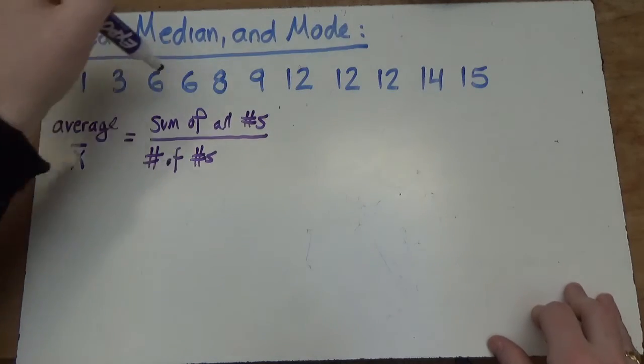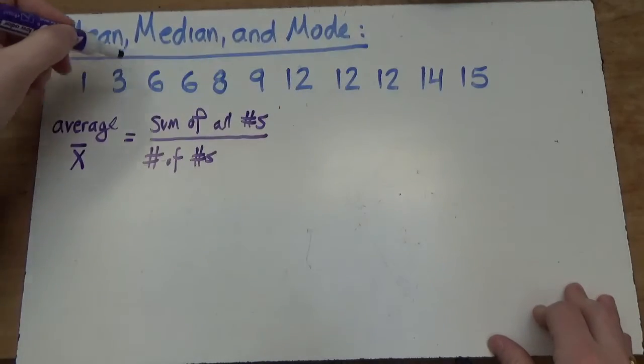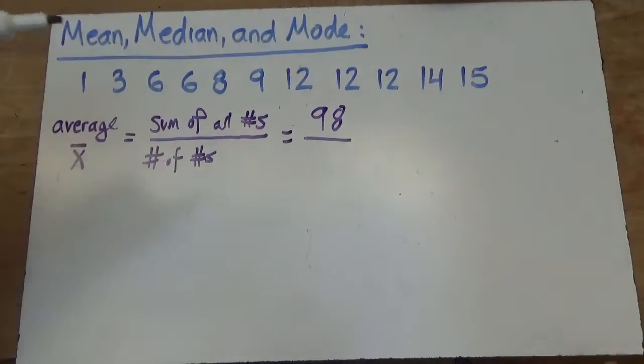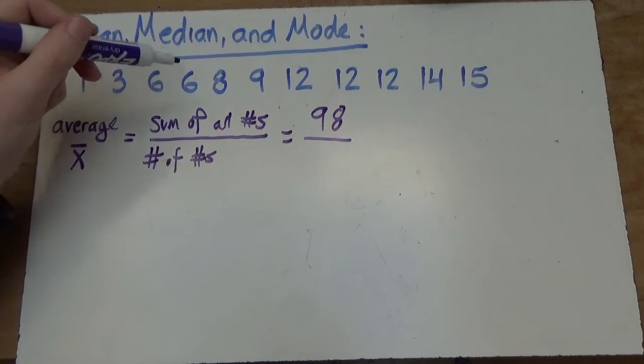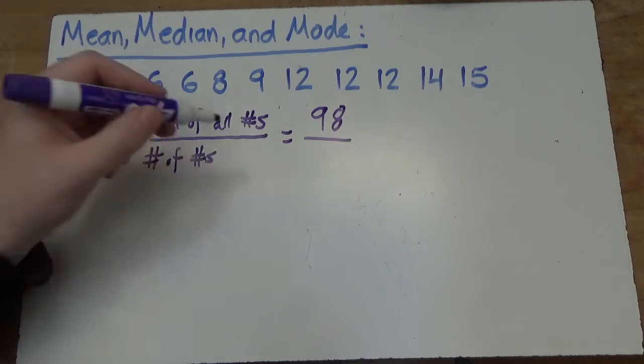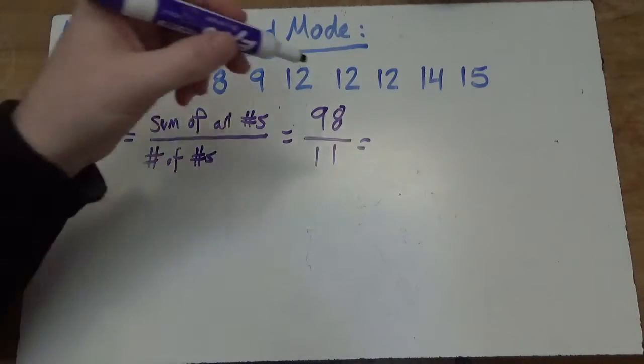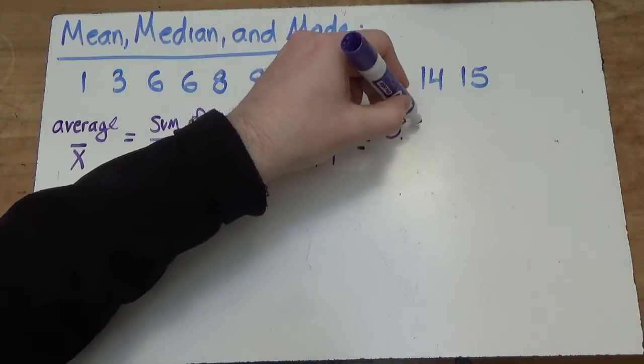So in this case, we're going to add up all of these, 1 plus 3 plus 6 and so on, and you're going to get 98. There's also 11 numbers in this list, so I'm going to divide by 11. And I'm getting an answer of 8.9.